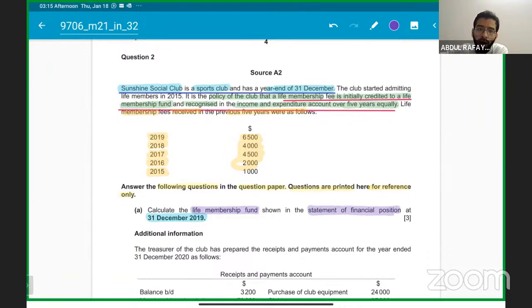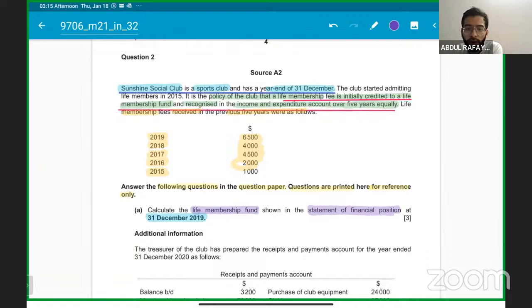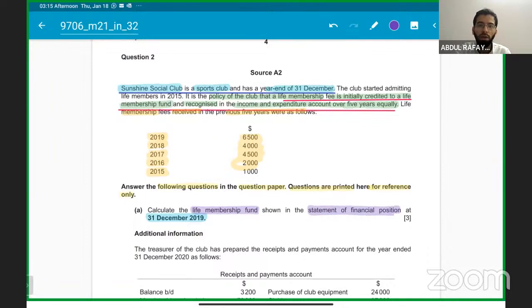It's a permanent account. Hello, your mic is unmuted. Someone's mic is unmuted. Please mute yourself. Hello, hello. Someone needs to mute them. Yep, thank you.